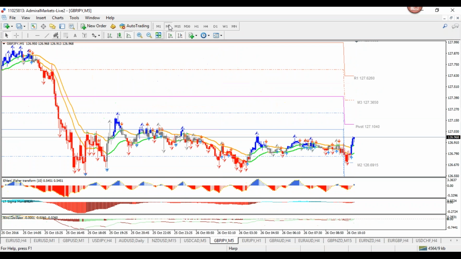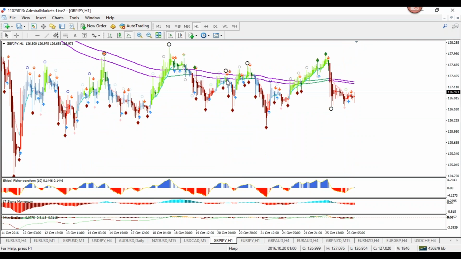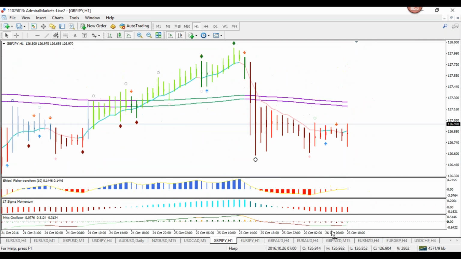On a 5-minute chart, yeah, at this moment the hourly is in a downtrend, but it's really kind of choppy. I don't think the pound yen is really great at this moment, to be honest.